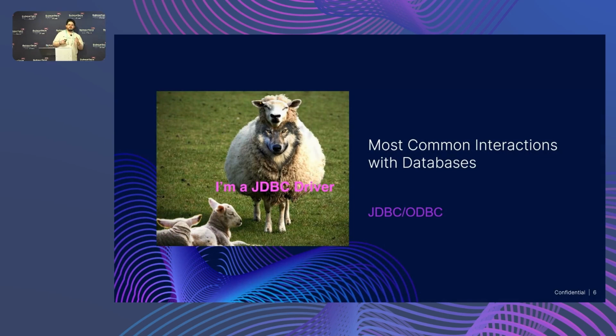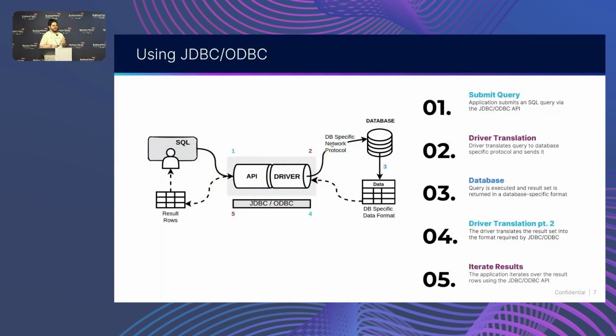So this is Arrow database connectivity. The first thing we're going to do is talk about, when you're communicating with databases, what is the common workflow? What do you most likely have? Nowadays, most likely you're going to use ODBC or JDBC, and your workflow is going to look something like this. First, your application submits a SQL query to some API, probably JDBC or ODBC. Then you have a backend driver, which translates that query to some database-specific protocol and sends it across the wire.